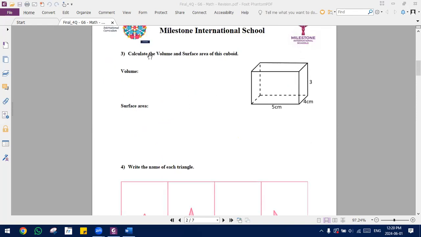Question 3. Calculate the volume and surface area of this cuboid. 5 centimeter, 4, and 3. So the volume, we should write the formula. So V is equal to length times width times height. So that's why it's a 3D shape. So we multiply the 3 dimensions. The length is 5 times the width is 4 and the height is 3.